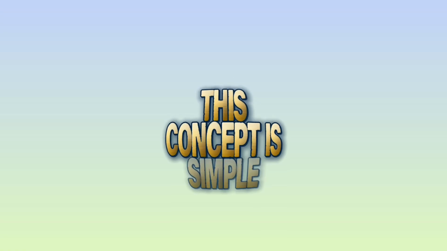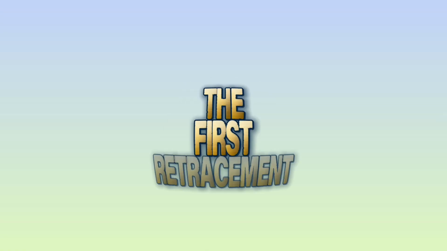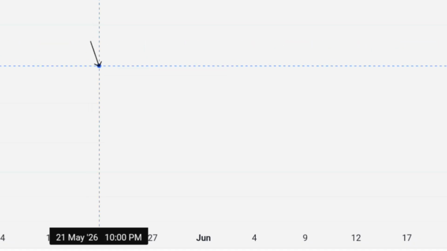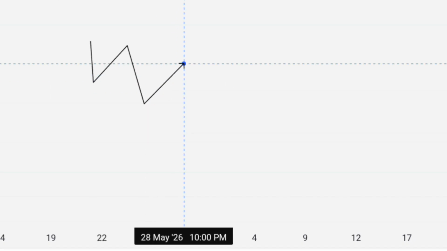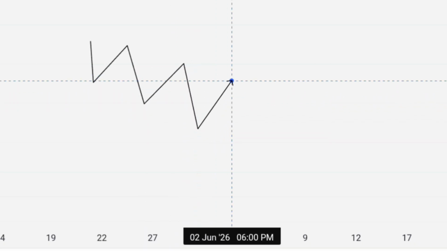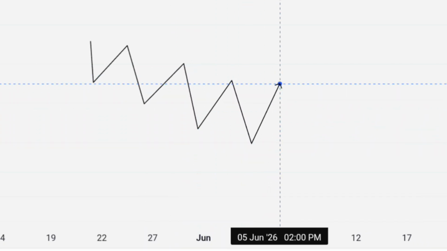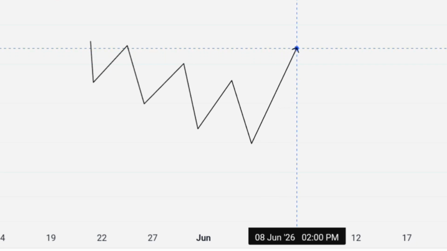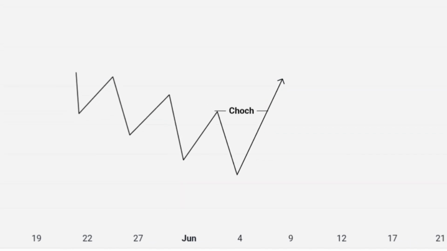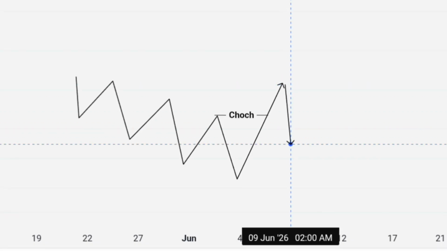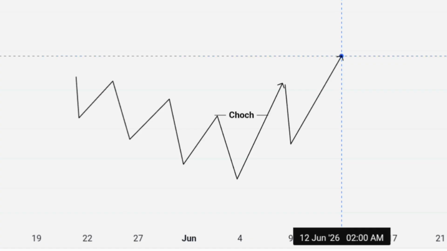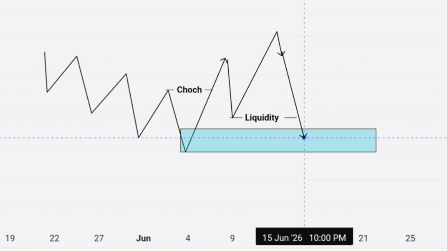This concept is simple. After a change of character, the first retracement is often liquidity. Let me explain. Imagine the market is in a downtrend. Price is creating lower highs and lower lows. Everything looks bearish. Sellers are in control. Then suddenly something changes. Price breaks above a previous lower high and creates a change of character. At that moment, many traders start looking for buying opportunities, and that is where the trap usually begins. Because from my experience, the first retracement after the change of character often acts as liquidity. The market uses it to attract traders before making its real move.